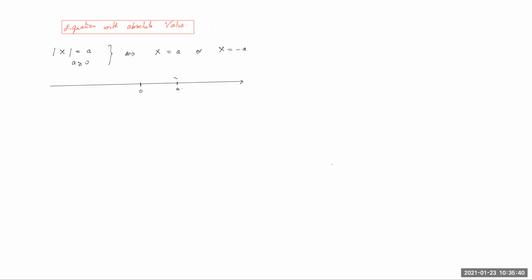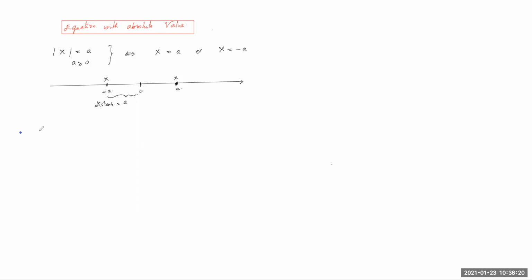So taking capital X equal A at this position will be a solution, because the distance of the absolute value of X to the origin will be exactly A. Another possibility is the point X located at minus A, because this distance is also exactly equal to A. So taking X equal minus A will also be a solution. That's why we are writing these two possibilities. So let's do an example.